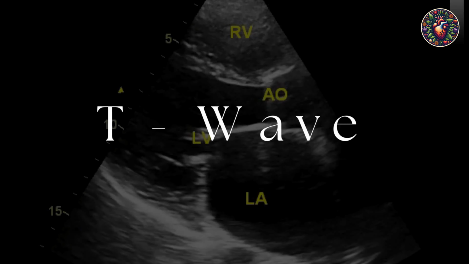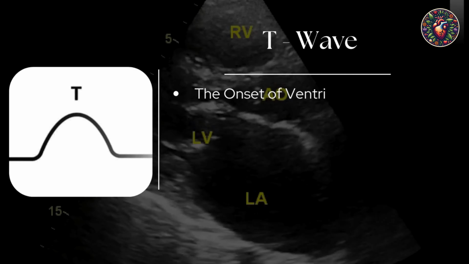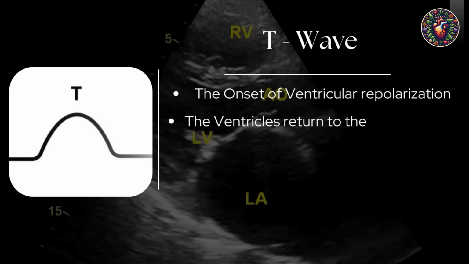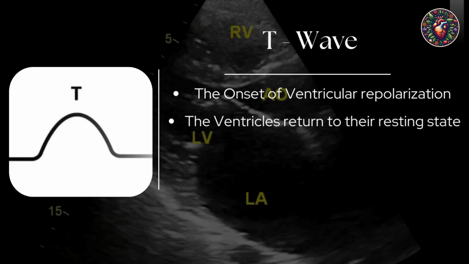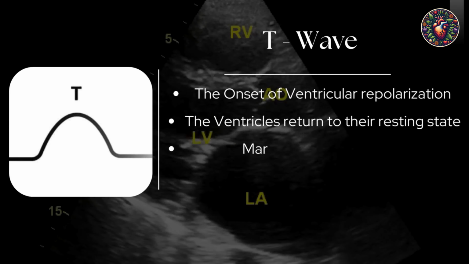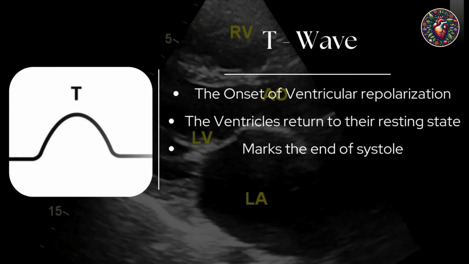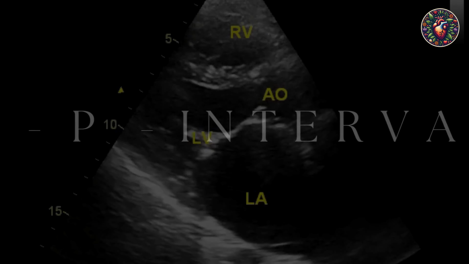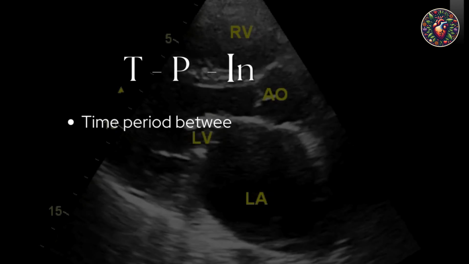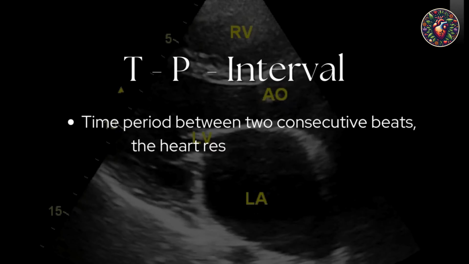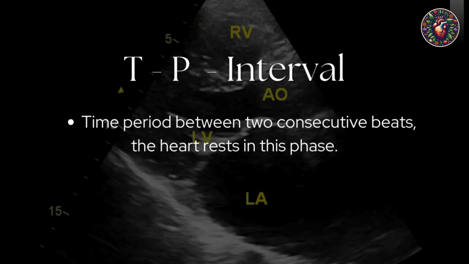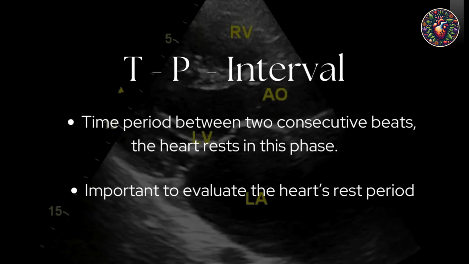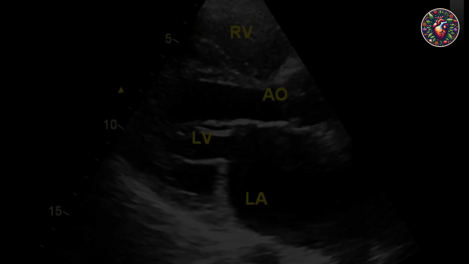The T wave. The T wave is the hump-shaped wave that comes after the QRS complex. It represents ventricular repolarization, when the ventricles relax and return to their resting state after contraction. It signals the end of systole. The TP interval. The TP interval is the period between 2 consecutive beats. The phase of relaxation when the heart chambers fill with blood. This interval is important for evaluating the heart's rest period between beats.